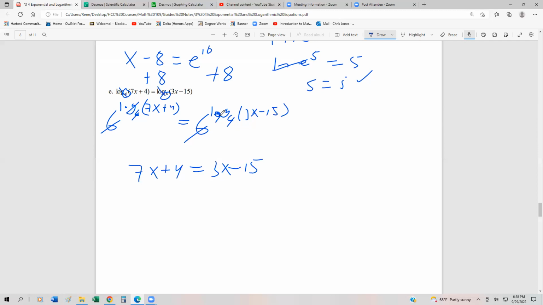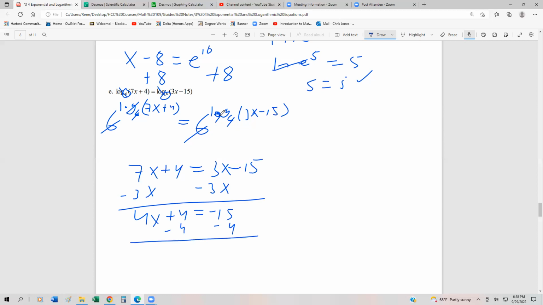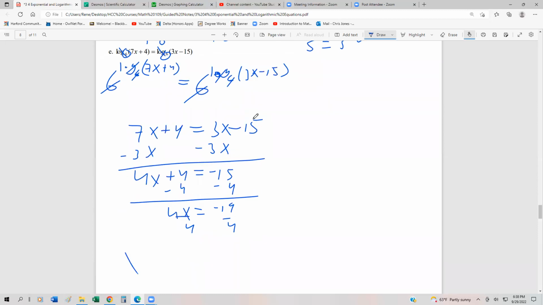We're going to subtract 3x from both sides. So if I subtract 3x from both sides, that's going to give me 4x plus 4 equals negative 15. And then I'm going to subtract 4 from both sides. And that's going to give me 4x equals negative 19. And we divide both sides by 4. So our proposed answer is going to be x equals negative 19/4.